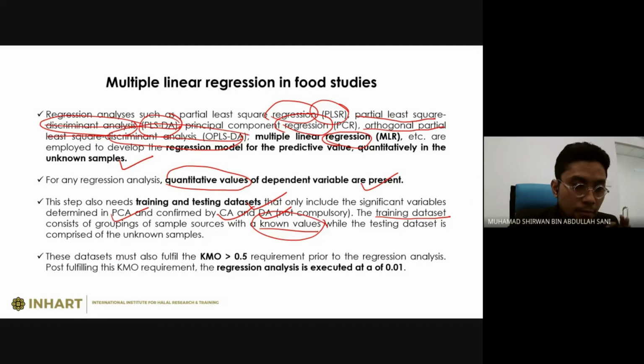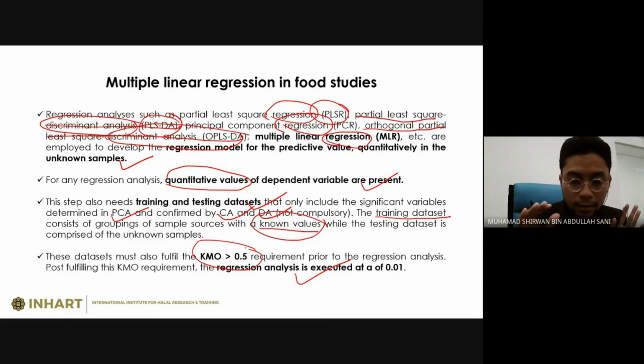These data sets must also fulfill the KMO more than 0.5 requirement prior to regression analysis. This is the same for any multivariate data analysis. It is recommended that you have a KMO more than 0.5 to confirm that our data are eligible for multivariate data analysis, including multiple linear regression. Okay.